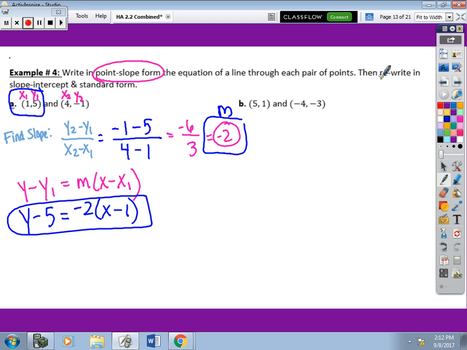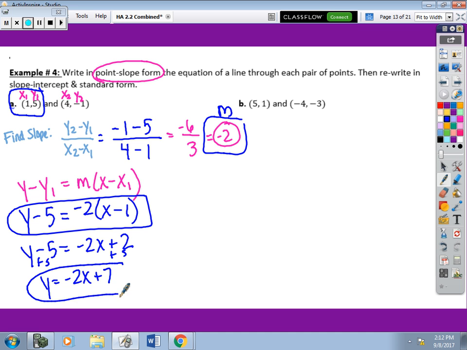Then they want us to rewrite it into the two other forms as well. So we distribute. We add 5 to both sides. And then lastly, to get it in standard form, because they want all three forms for this question, we move the x over. So we'll add 2x, and we'll have 2x plus y equals 7.